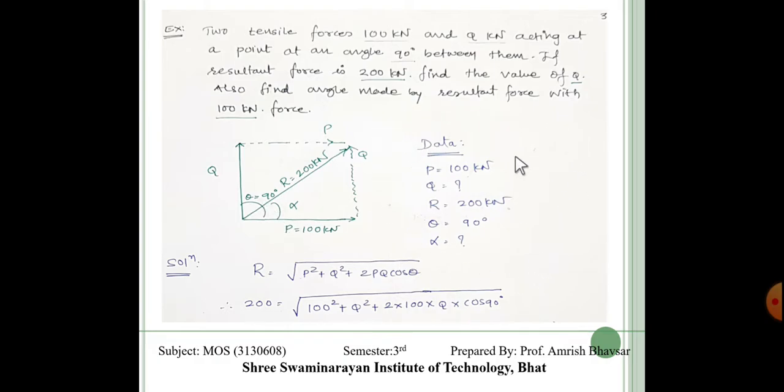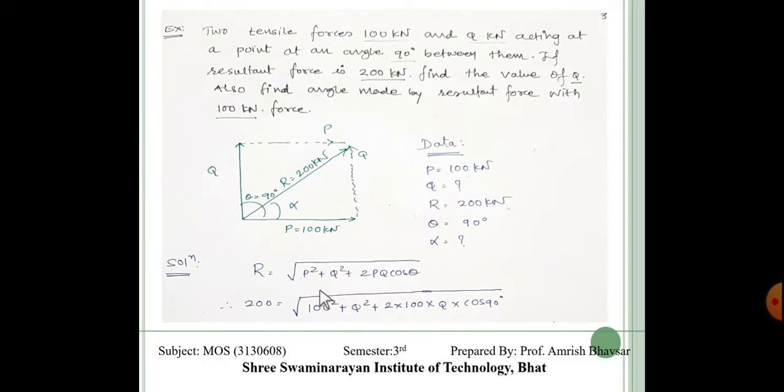So here we have a total of 5 data. In 5 there are always 2 unknowns. So we have 2 equations and 2 unknowns, and we will get the unknowns. So here P is equal to 100 kilonewton, Q is unknown, R is equal to 200 kilonewton, theta is equal to 90 degree, and alpha is unknown.